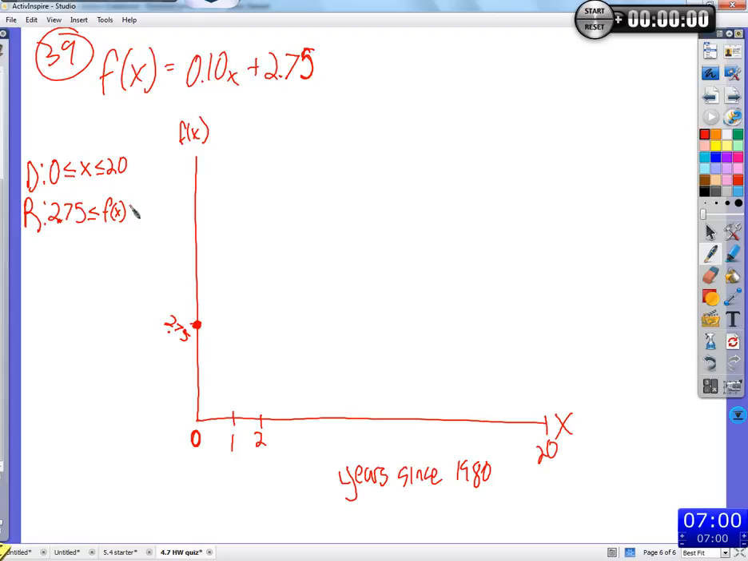f of x is y, the output. So how are we going to find the biggest price, the most expensive it's going to be? Plug in 20 for x. Plug in 20 for x, why is that? Exactly right. So what do we get then? 475. Yeah, 475. So it's going to go up to 475. So at 20 years, we have a ticket price of 475.